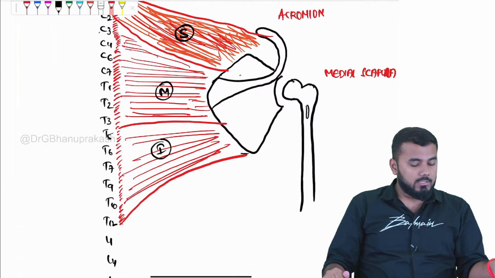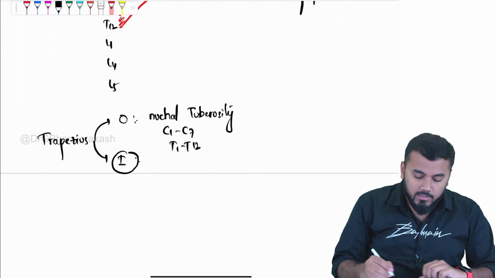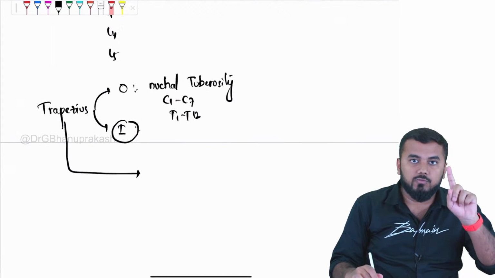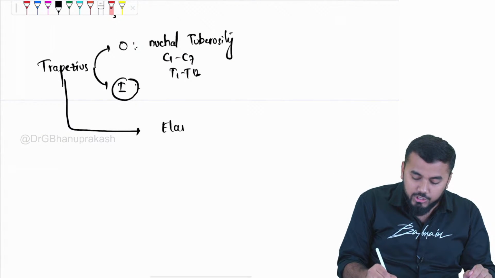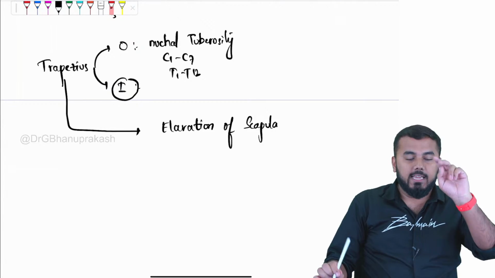Why am I telling you this? For example, the superior fibers are attached like this, medial are attached like this, inferior are attached like this. If the superior muscle is contracting, the scapula will move upward. So can I tell the first function of trapezius is elevation of scapula.